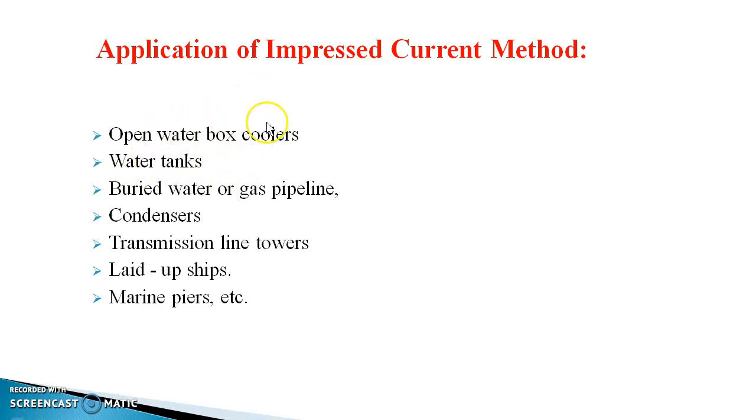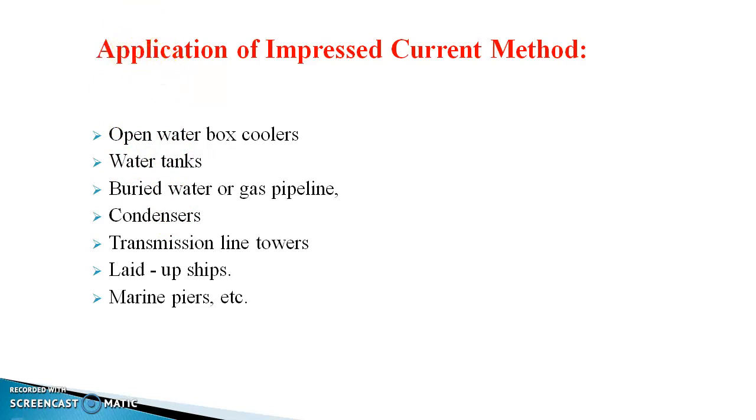open water box cooler. Again, it is useful for the protection of the water tank, meaning a water tank made from steel or stainless steel, buried water or gas pipelines. It is also useful for protection of the condenser and transmission line tower. Then marine piers, for the protection of which this type of method is particularly used.